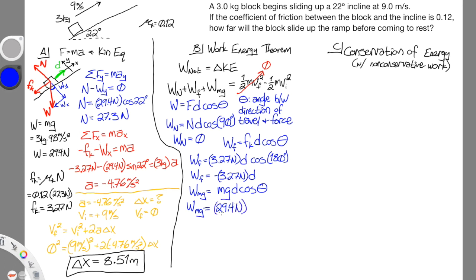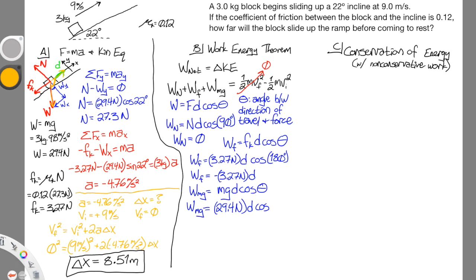Times the distance, times the cosine of, now we need to come up with an angle. So we want the angle between the direction the object is traveling and the force we're talking about. So we want this angle right here that I've labeled in orange or yellow or whatever it looks like to you. So we've got to add up two angles here.